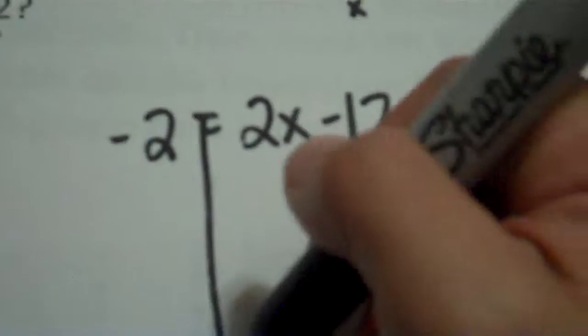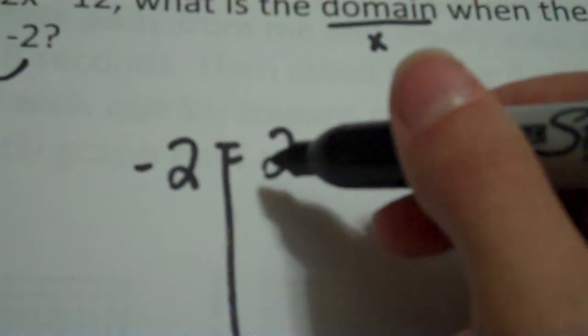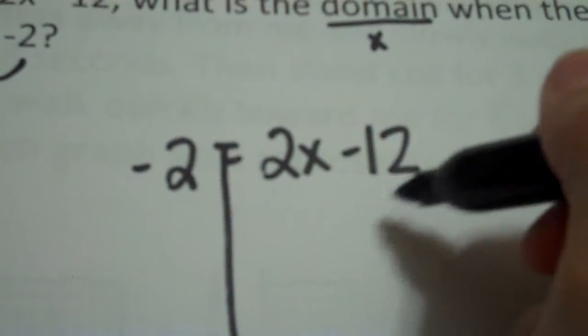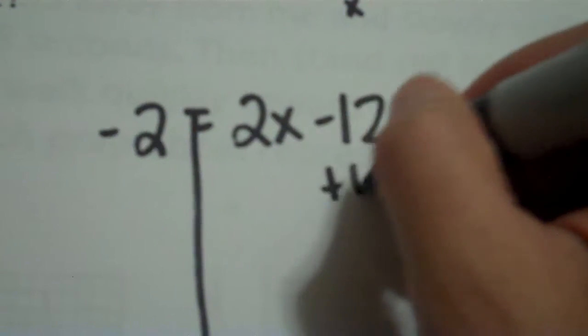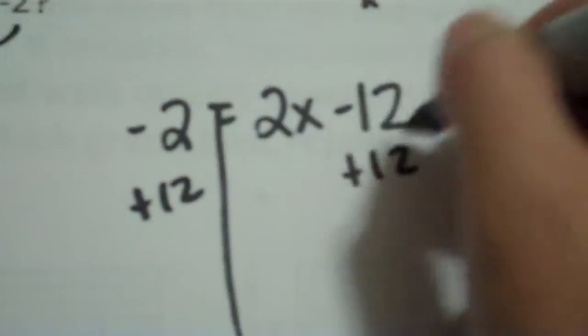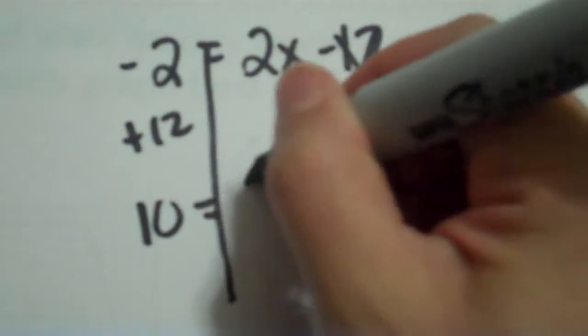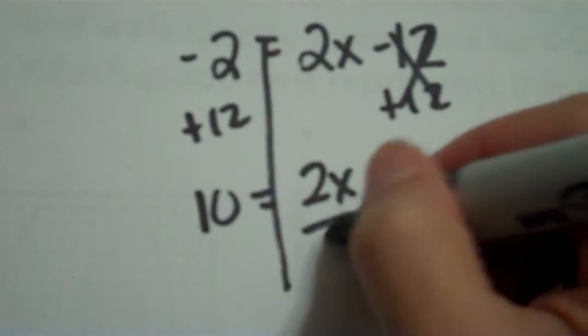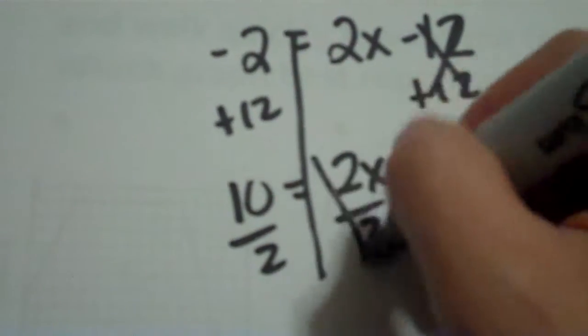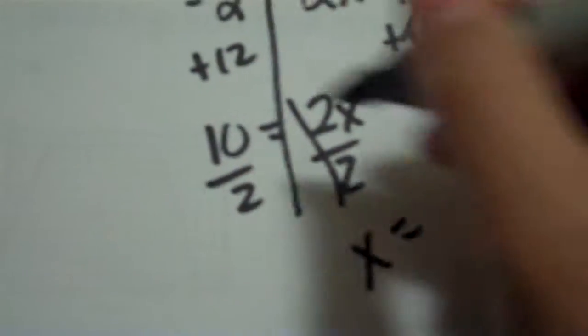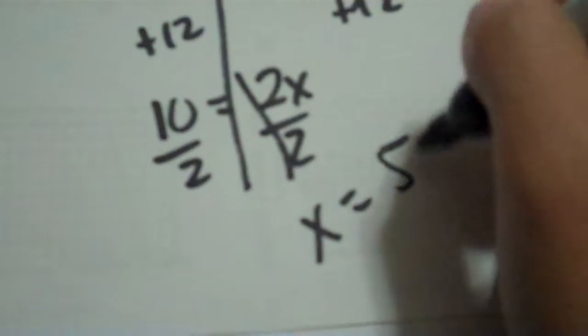So I'm going to draw my line. I'm x, 2 is my best friend. I need to get rid of the 12. The opposite of subtracting 12 is adding 12. That goes away. Negative 2 plus 12, and your calculator says 10. And then you divide by 2, right? X equals 10 divided by 2 is 5.